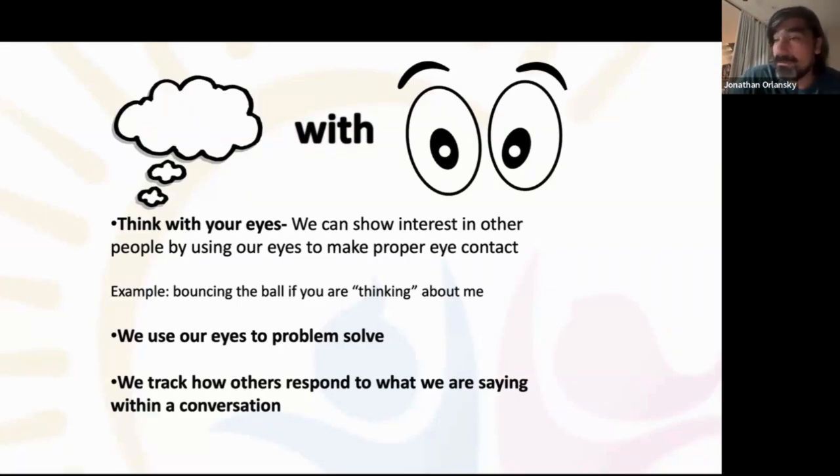We take in most of the information we have in the world with our eyes. We track how others respond to what we're saying within a conversation, whether something's not well received, or if the person we're talking to is confused, or if they're interested. All of these things are things we take in with our eyes by looking at the eyes of others.